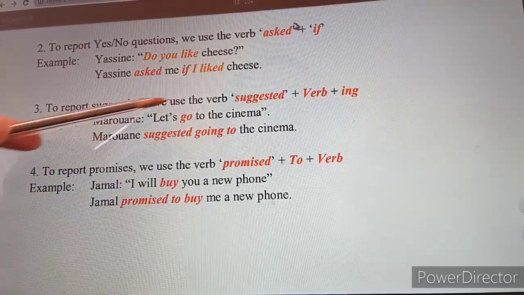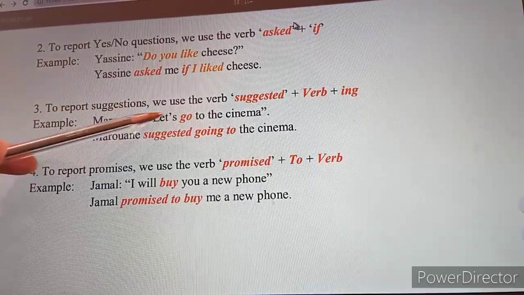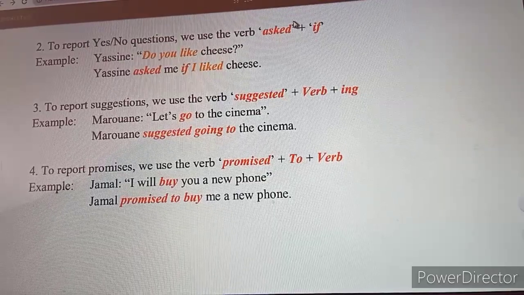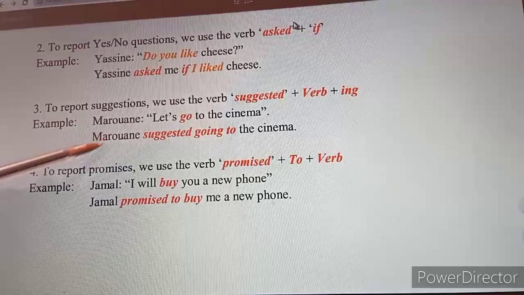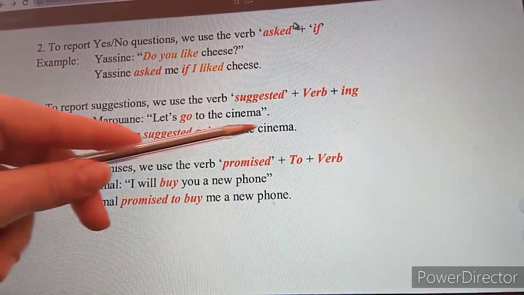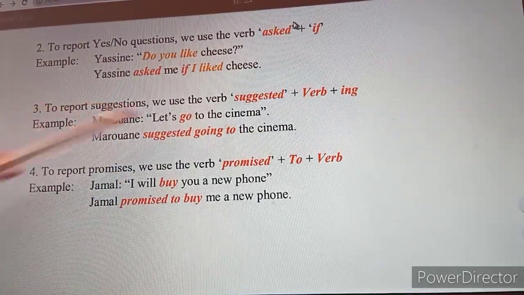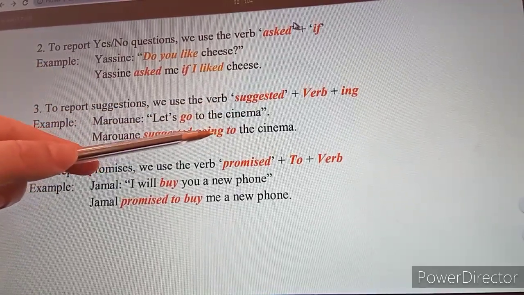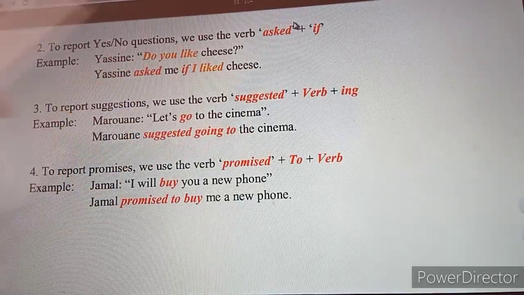So look here, I removed let's. Let's why? Because let's expresses the suggestion. Let's go to the cinema. لنذهب إلى السينما. Clear? So here we remove it. Just we can say سنقول مروان اقترح suggested going to the cinema. مروان اقترح الذهاب إلى السينما. Clear? So here we put suggested plus going or plus verb plus ing. So Marwan suggested going to the cinema.